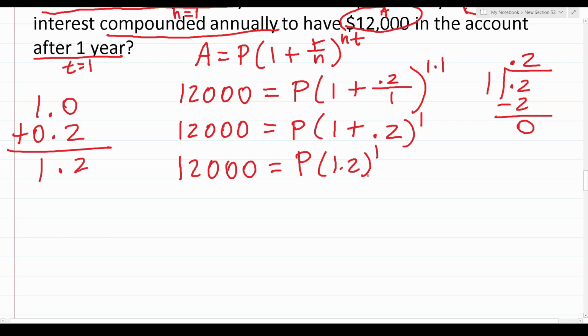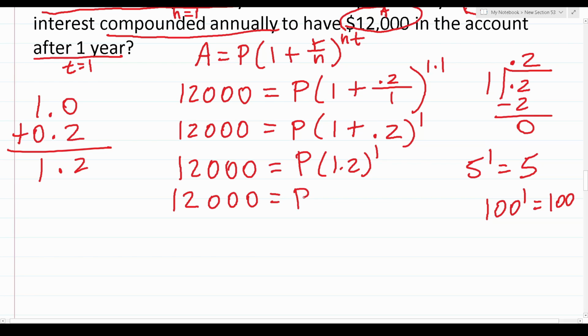And we can see that that is raised to the first power. Anything raised to the first power is just that number. So 5 raised to the first power is just 5. 100 raised to the first power is just 100. So this simply becomes 12,000 equals P times 1.2. Again, anything raised to the first power is just itself. So 1.2 raised to the first power is just 1.2.